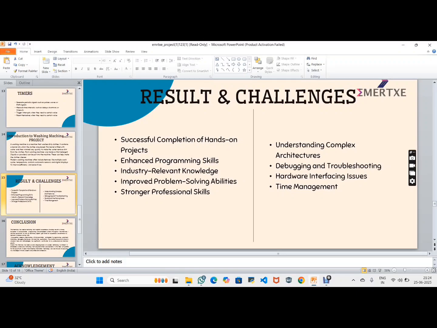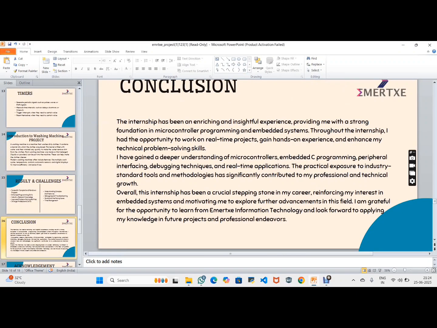Now I'm going to the conclusion. The internship has been an enriching and insightful experience, providing me with a strong foundation in microcontroller programming as well as embedded systems. Throughout the internship, I had the opportunity to work on a real-time project, gain hands-on experience, and enhance my technical problem-solving skills in C and coding.